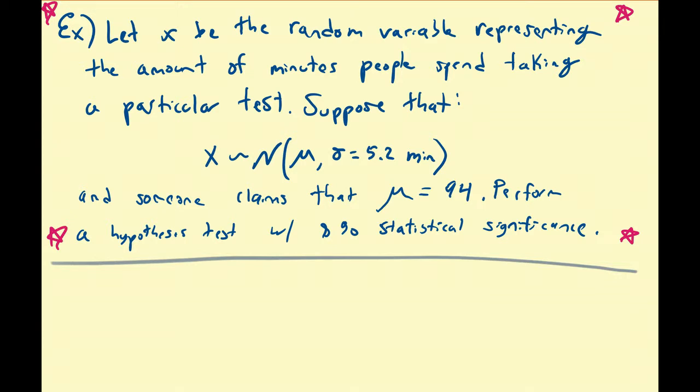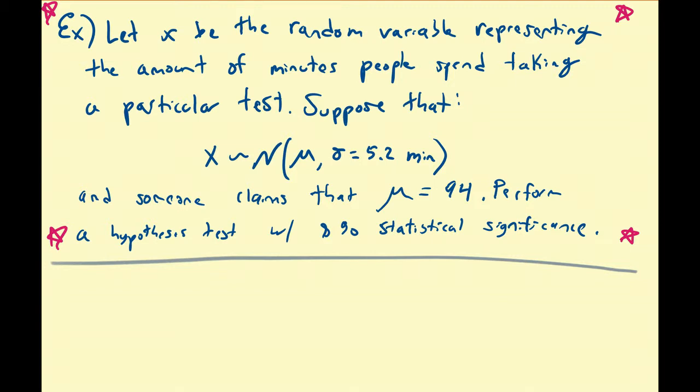Hello there, and in this video we're going to take a look at how to conduct hypothesis tests by using confidence intervals for the population mean. This video is focusing on the particular case that the standard deviation of the population is known to us. So let us consider a variable x that represents the amount of time that people spend taking a test, measured in minutes.